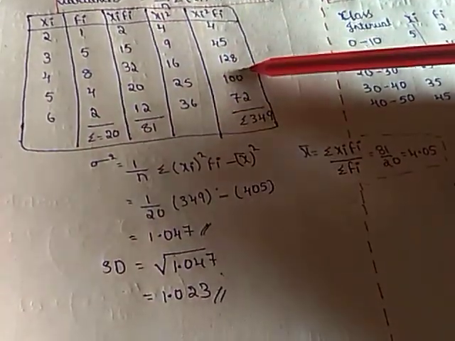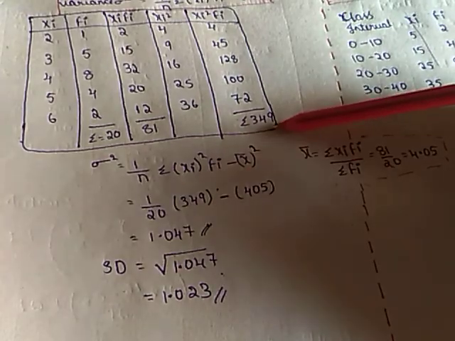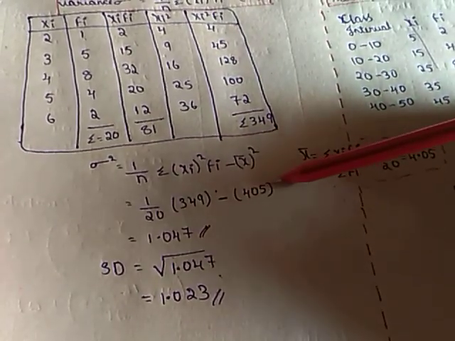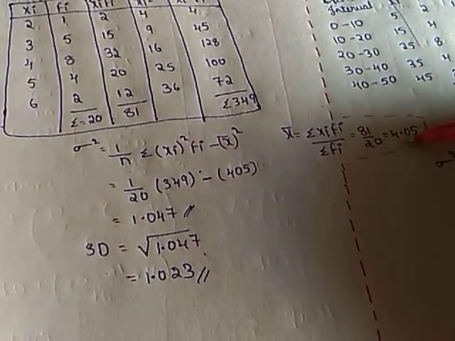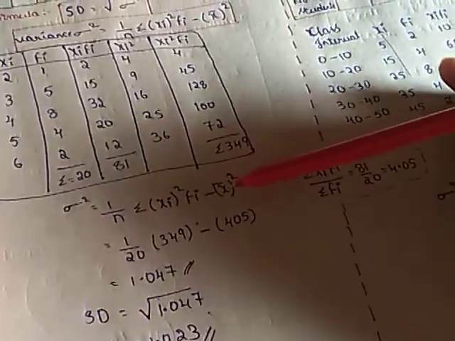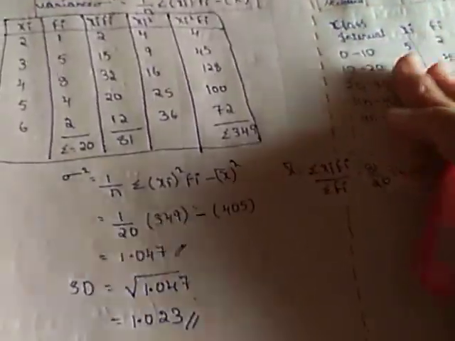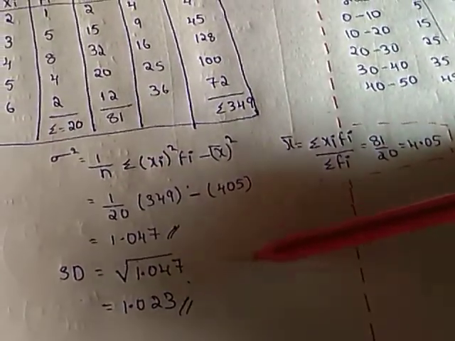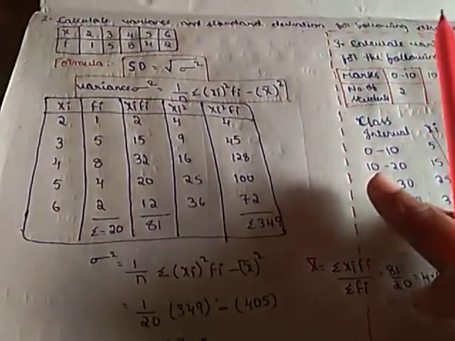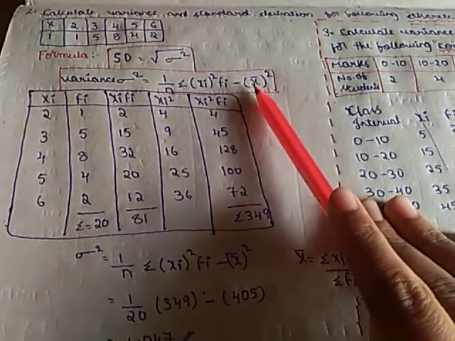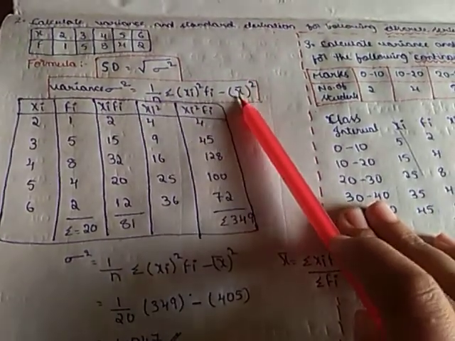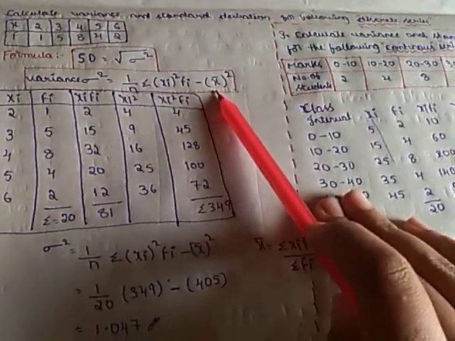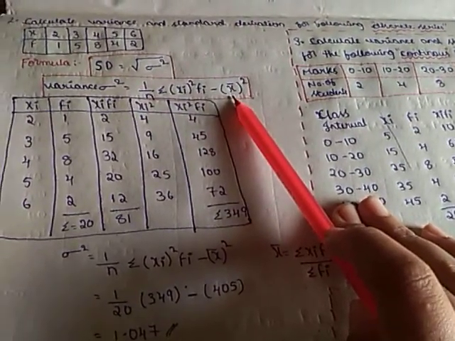And then summation of xi square fi is 349 we got, and then minus x bar whole square, which we got as 4.05. We substitute that value here and we get 1.047. So SD equals root over 1.047, which is 1.023. This is the formula to calculate variance and standard deviation in discrete series.